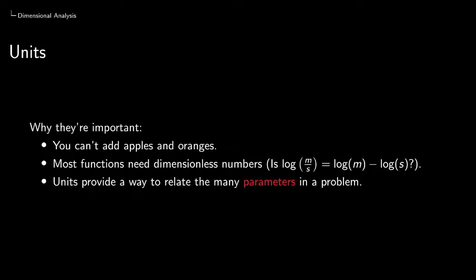So, for example, the basic gist of it is you can't add apples and oranges together, right? If you have units of something, you have to make sure that the units that you're putting together are consistent, right? So that's one thing. You can't add apples and oranges. You can't add meters to seconds. You can't add kilograms to newtons, right? They have to be of the same thing if you're going to add them together.